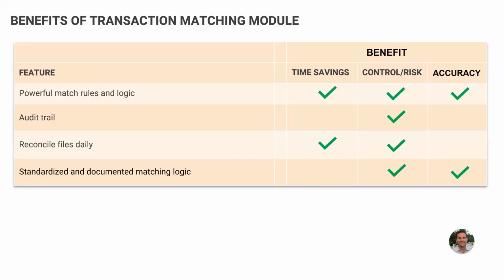Okay, so let's finish up the transaction matching module with reviewing its key benefits. The first one, which is the biggest one, is using its powerful matching logic to automate the entire reconciliation. The system does all that matching work for you. An audit trail is created for every matched record, so an auditor can see which match rule was used and when the records were matched.